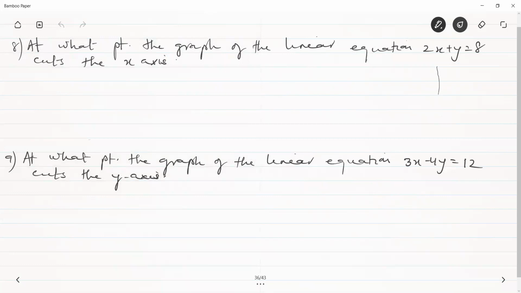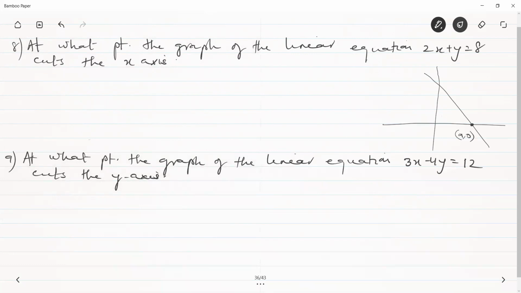Suppose this is the graph. The line is 2x plus y is equal to 8. At what point does it cut the x-axis? Suppose this is a graph. There is some point here, there should be some coordinate here. At what point does it cut the x-axis, he's saying.